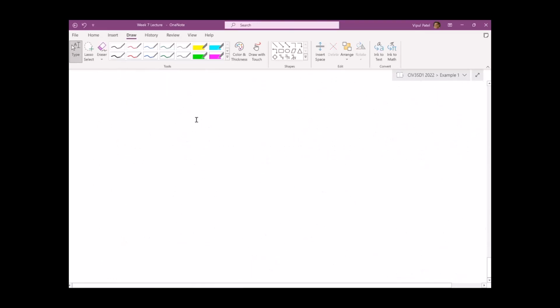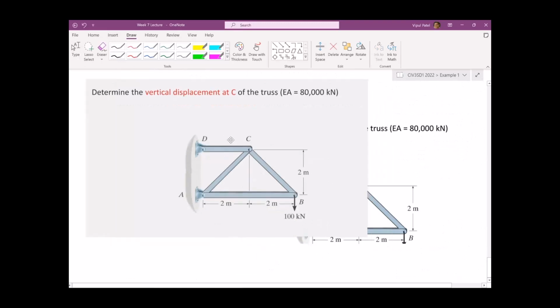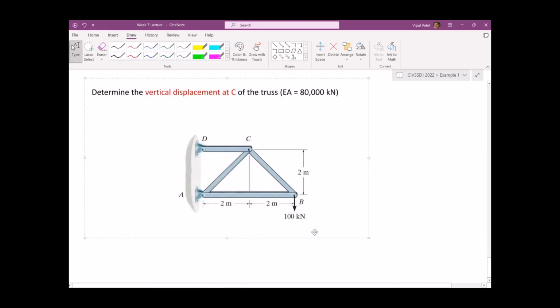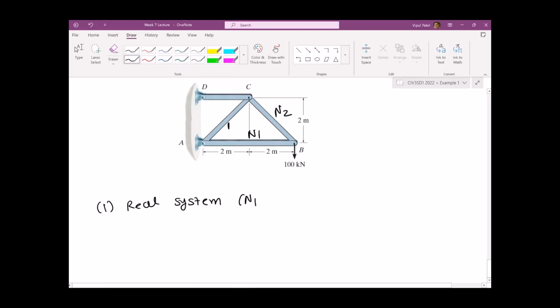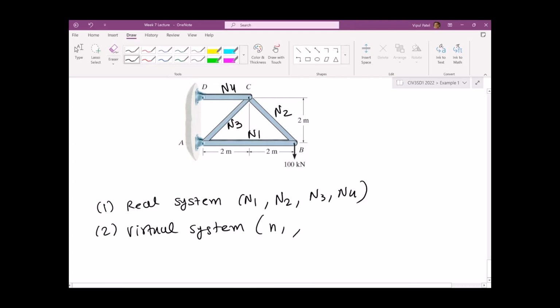All right, so what's the question here? We need to find the vertical displacement at C. We're going to do the same thing. These are the steps. First, the real system, where we find N1, N2, N3, and N4. Second, we do the virtual systems, and we're going to respectively find small n1, n2, n3, and n4.